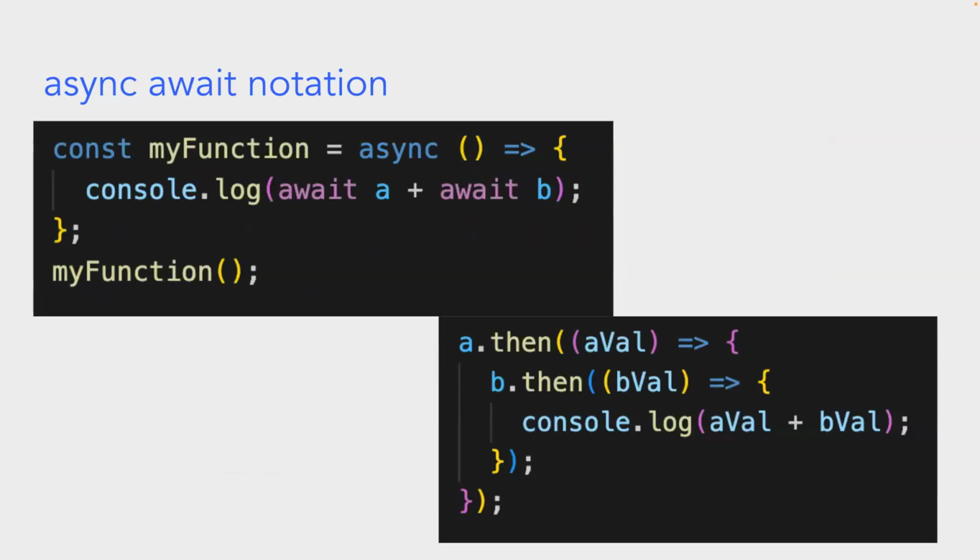This is actually equivalent to this code where we use .then to first get the value for A and then get the value for B, and then we log the result. But the code using await is a lot shorter, and it's probably easier to understand because we're not having to think so much about all these callbacks being passed around.